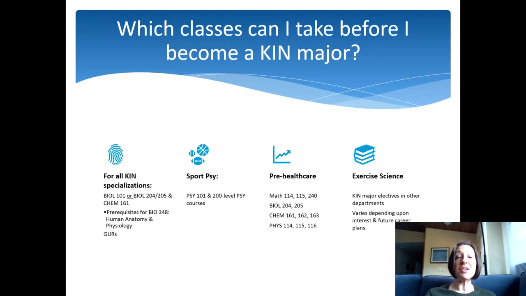For students who are excited about the sports psychology specialization, definitely encourage students to take Psych 101. Also, once Psych 101 is completed, you can start working through some of the 200 level psychology classes, things like lifespan and developmental psychology, intro to behavioral and mental health, social psych. All of those classes are great options. And you don't have to be a declared major in order to take those.